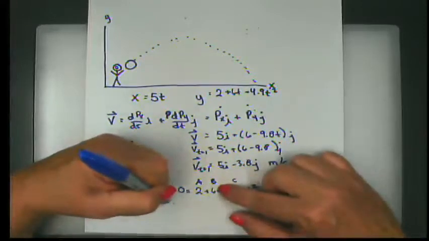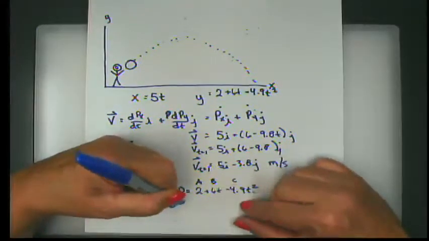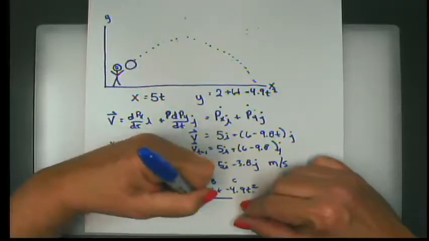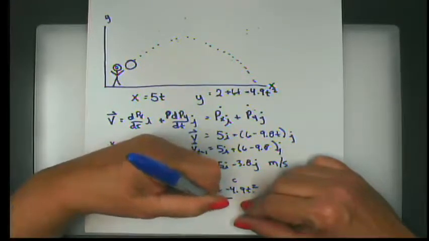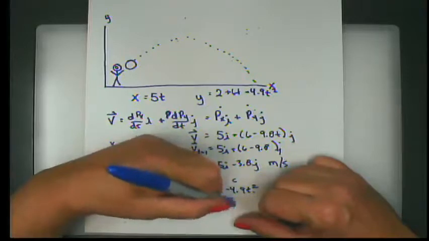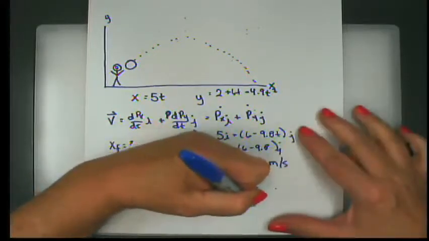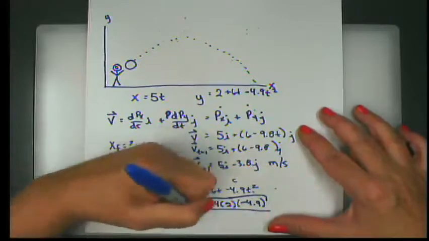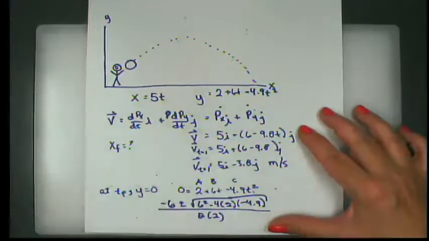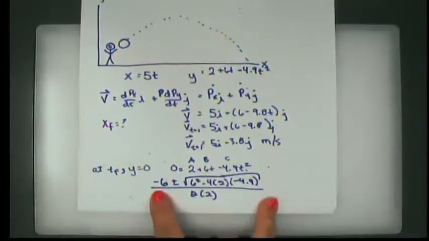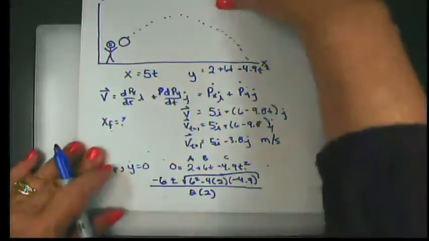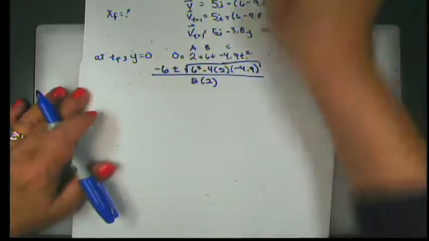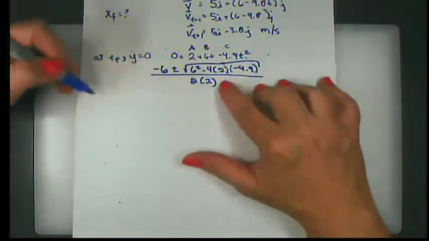So I get negative b plus or minus the square root of b squared minus 4 times a times c, all over 2 times a. That's where the zeros are going to be of my equation. Oops. And I'm just going to finish this up. I've kept you guys too long, but we'll do it really quick.